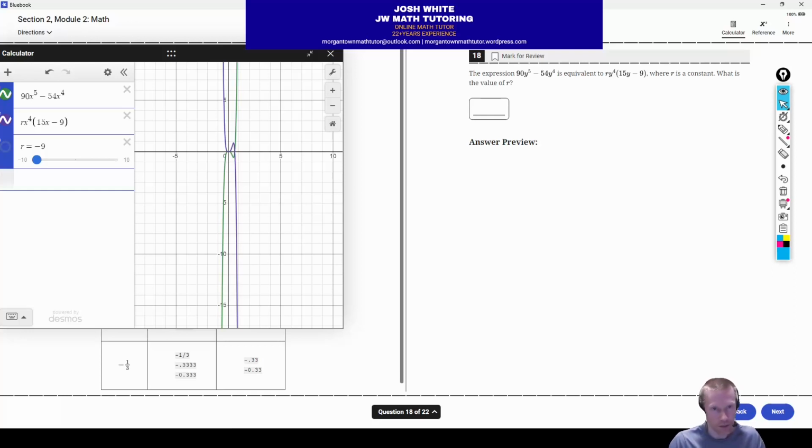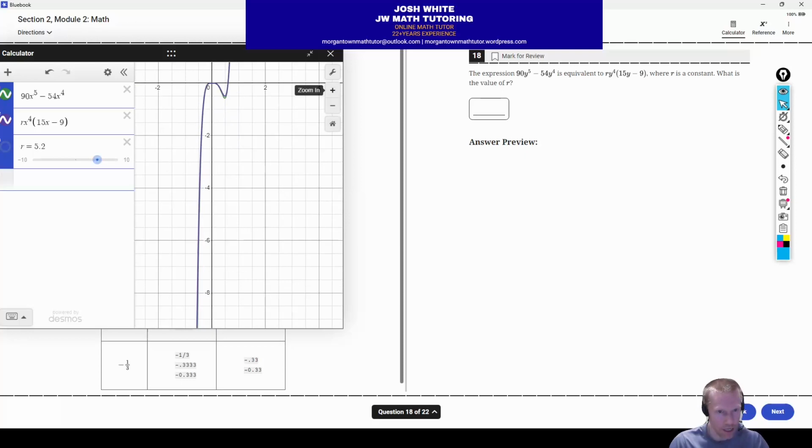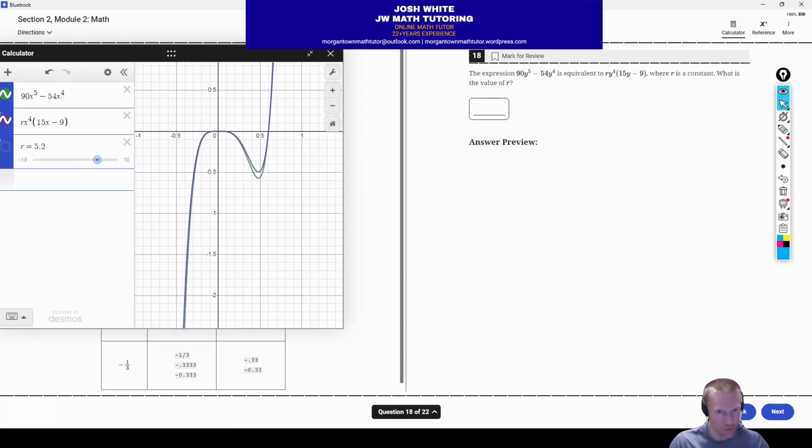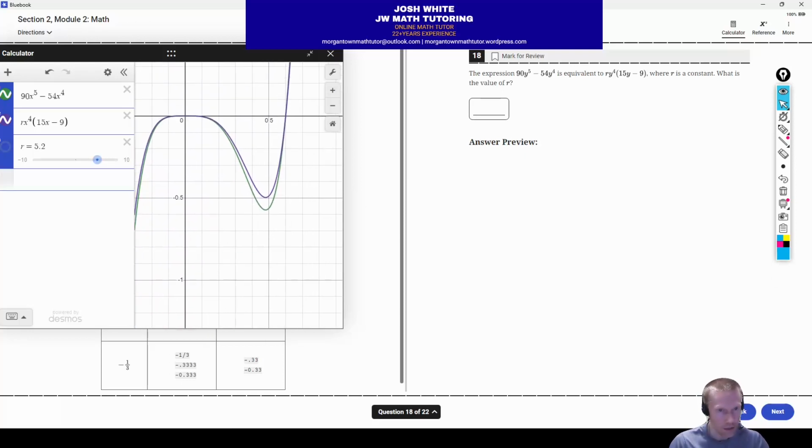No matter how negative I go, these are not going to be equivalent. So I can ignore the negatives. I can go back to the positives. Notice here they're starting to get closer together, but I'm going to zoom in so I can see for sure. So keep going, and then you can see right there at 6, if you keep going, the purple one goes below.